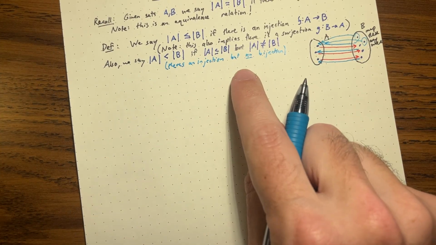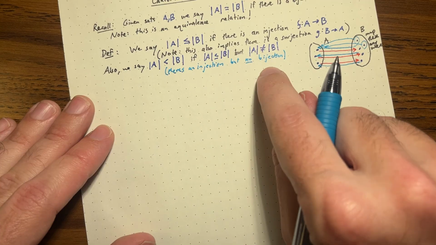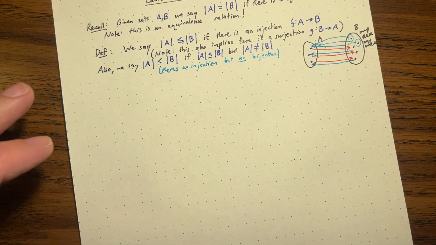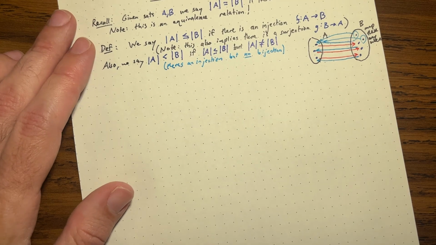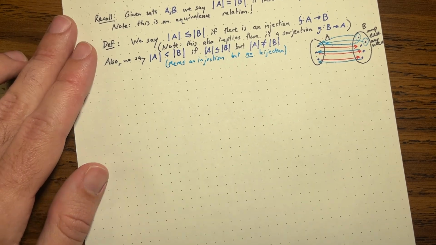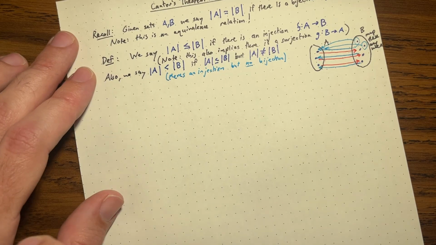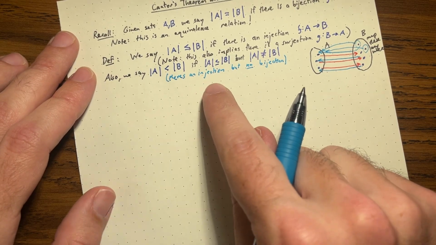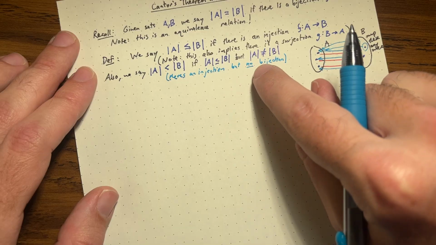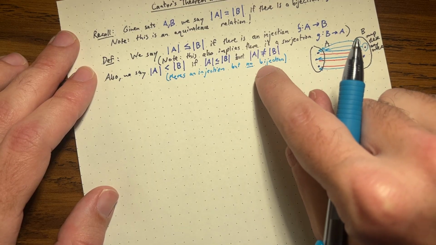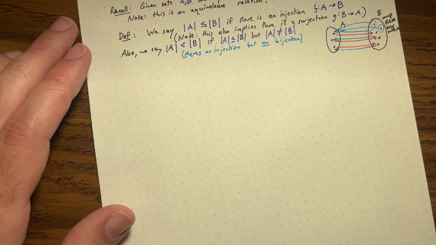And just to be clear, I'm not saying that there's an injection that's not a bijection. That's actually true for any infinite set to itself. You can find an injection that's not a bijection. In fact, that's an interesting way to define an infinite set. But I'm saying there's an injection, but it is not possible to find any bijection. Okay, so these two things.